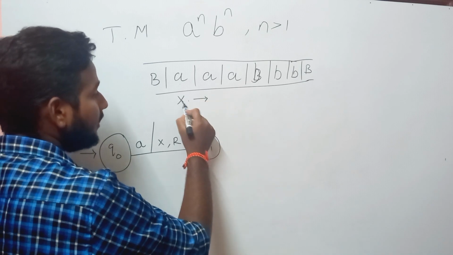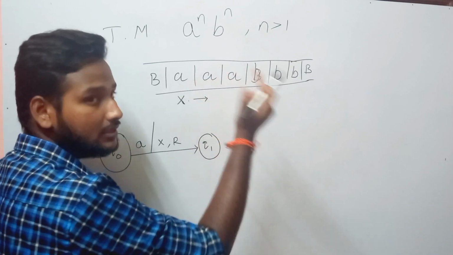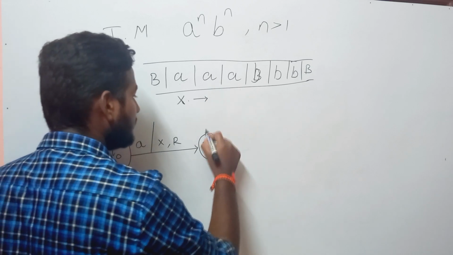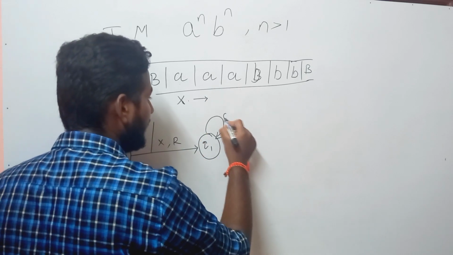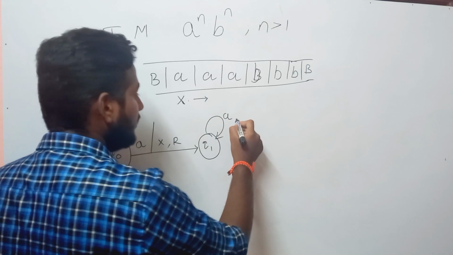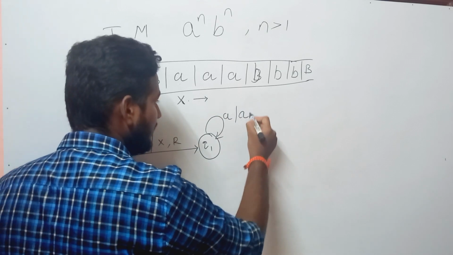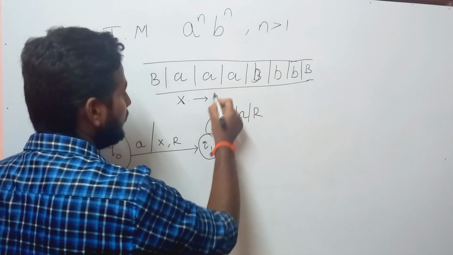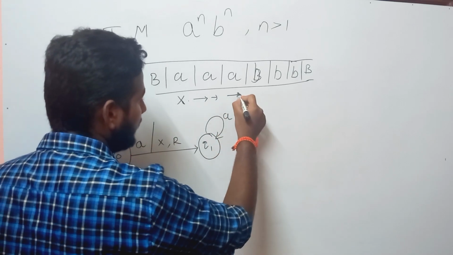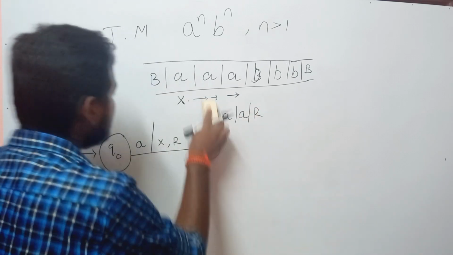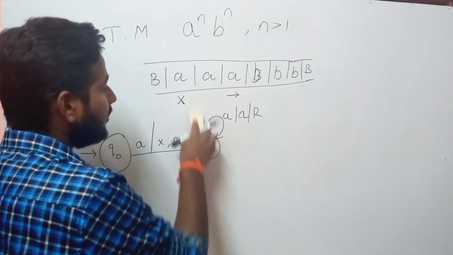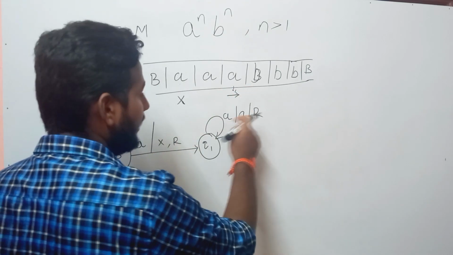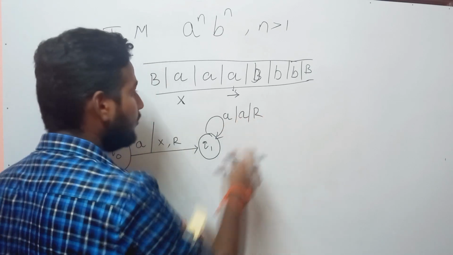After this, we search for the B, for the first A, we search for the first B. Until then we ignore this. That means if A arrives, then A remains as A and the direction moves towards the right. The pointer moves to this and this. Now the read-write head is at this position. Next, it will ignore A, keep it as A and move right.